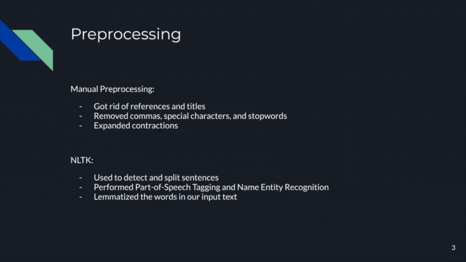For the pre-processing, we did both manual pre-processing and used the NLTK package. For the manual pre-processing, we got rid of the references and titles from the input Wikipedia articles. We also wrote functions to remove commas, special characters, and stop words. We had a function that checked for correct spelling, and we also performed contraction mapping, where we expanded all the contractions. In terms of using the NLTK for pre-processing, we used the package to detect and split our sentences.